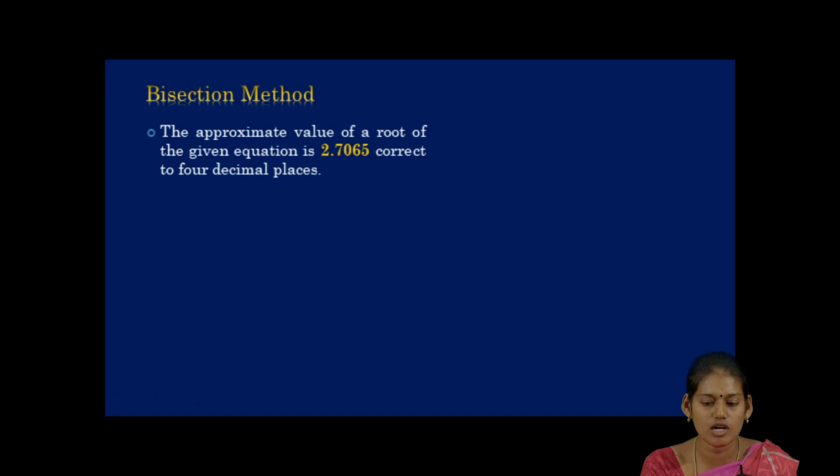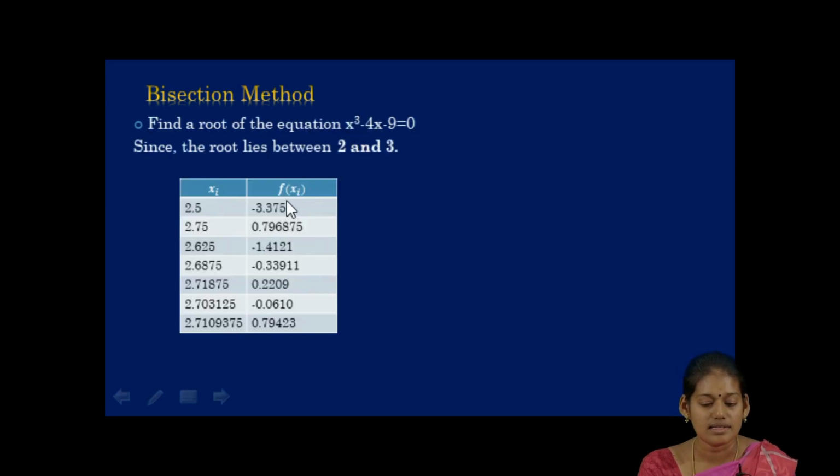The approximate value of a root of the given equation is 2.7065. I have to correct this to 4 decimal places. Here the convergence of the root is very slow, because our iterations are many: 2.5, 2.75, 2.625, next 2.71875, and the last iteration is 2.7105.